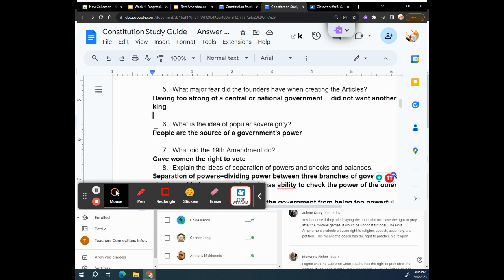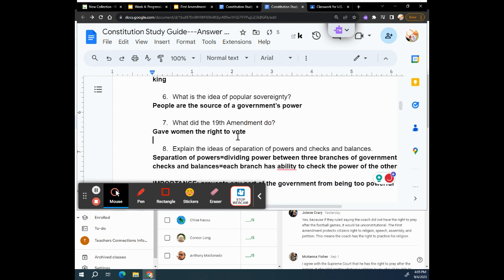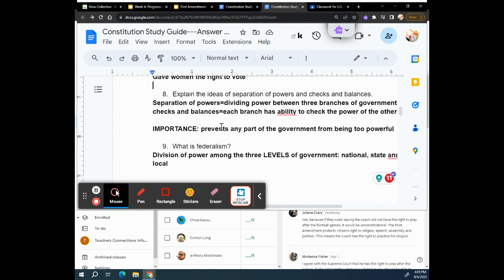The idea of popular sovereignty is simply that people are the source of a government's power and that we have the right to govern ourselves. Okay, popular, that's another word for people. Sovereignty means the ability to rule. The 19th Amendment gave women the right to vote. On your test, it will ask you which amendment expanded popular sovereignty, or how did this amendment expand popular sovereignty? It gave women the right to vote. So now you basically double the amount of the population that can vote.